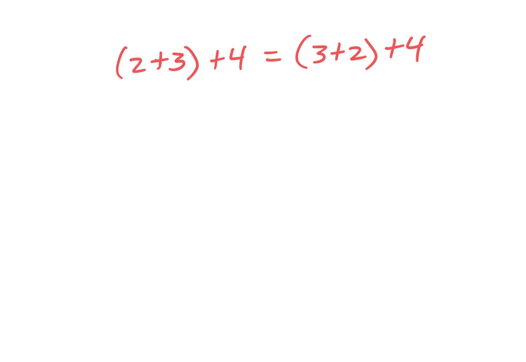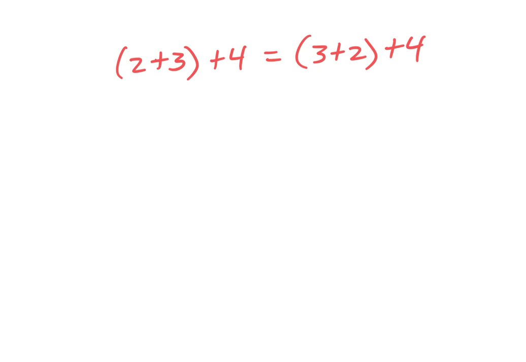You're going to have some problems where it's going to ask you, what property are we talking about here? What property is being displayed here? So the question you really want to ask yourself is, what's happening? What's different? What's changed, right? So over here, we have 2, 3, and 4. Here, the 2 and 3 have traded places, okay? And so when two things trade places, then what property do I have? This property says that two things can trade places and still be the same.